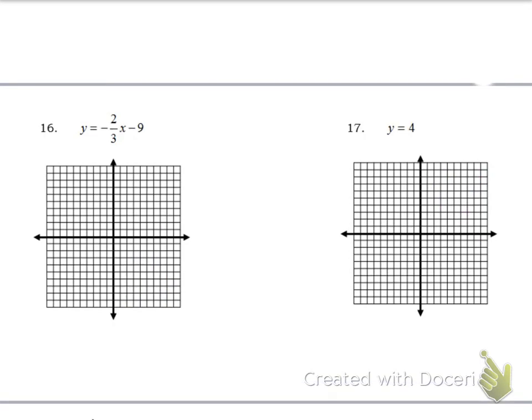Okay, this one's a line. So I'm going to start at negative 9 on my y-axis. And it is a negative slope, so if I go up 2, to make it negative, I need to go left 3. Or if I go down 2, to keep it negative, I would need to go right 3, and that's kind of off the graph a little bit.